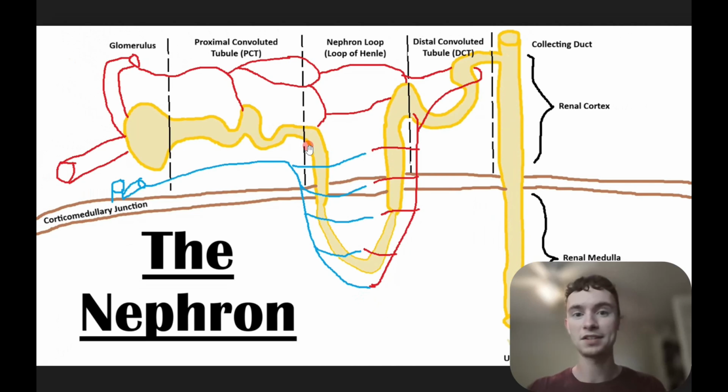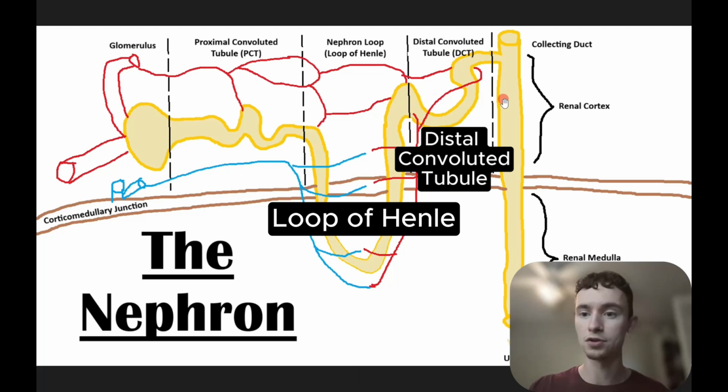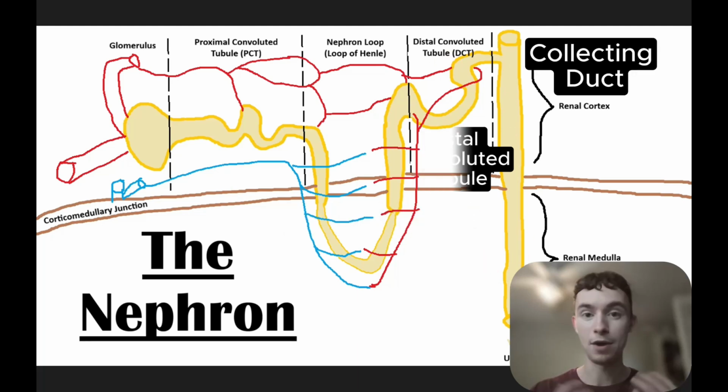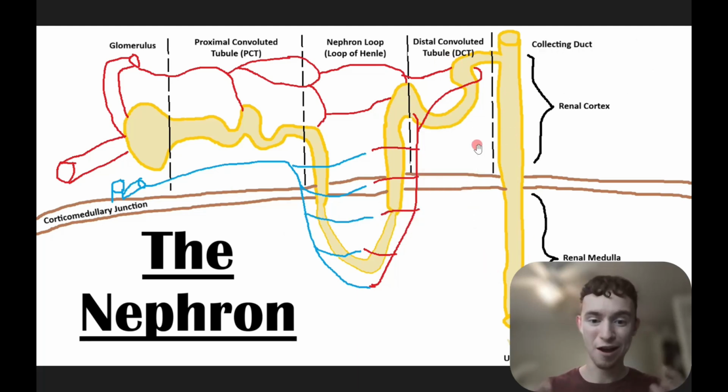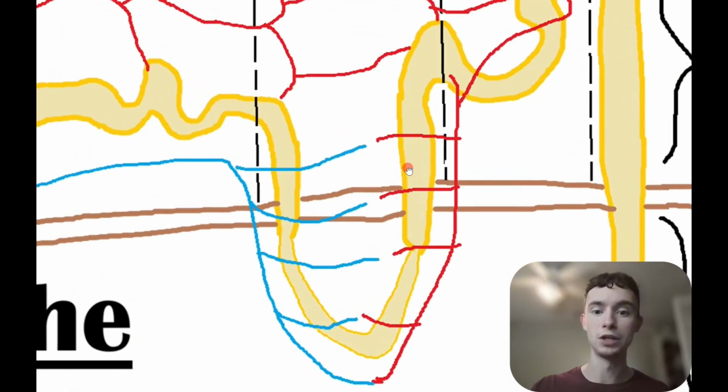Today we're going to dive into the process that happens after the PCT, detailing what happens in the loop of Henle, the distal convoluted tubule, and the collecting duct. And my hope is by the end of the video you truly understand how much water is absorbed back into the body to be saved, as well as the refinement process of urine and how it is actually created. So without further ado, we'll dive into the loop of Henle.